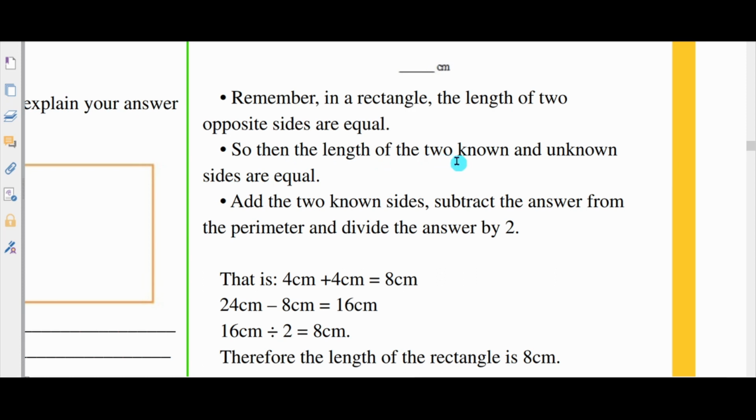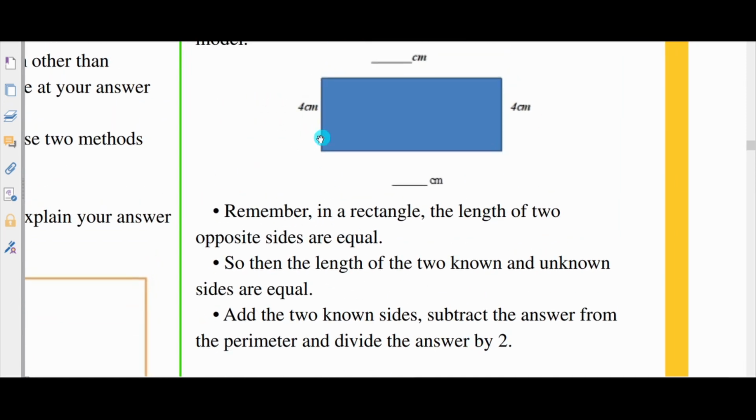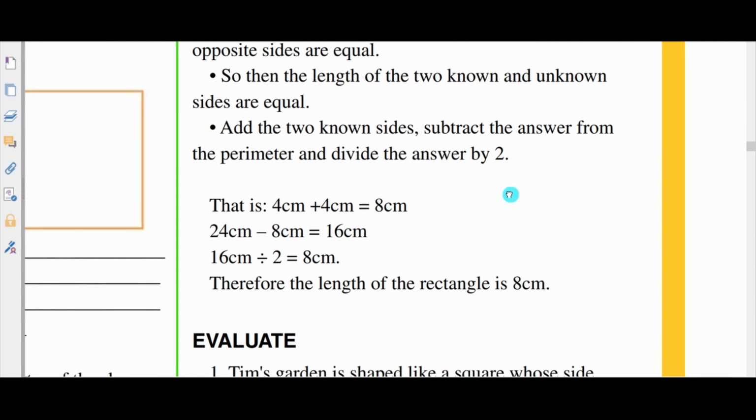So then the length of the 2 known and unknown sides are equal. Add the 2 known sides, subtract the answer from the perimeter, and then divide by 2. Let's go with that. So let's see if we can figure this out. We're going to add these 2 sides, then we're going to subtract whatever we get from the perimeter, and then divide that answer by 2 to get these. All right, that seems to make sense. Let's go now and see how this works.